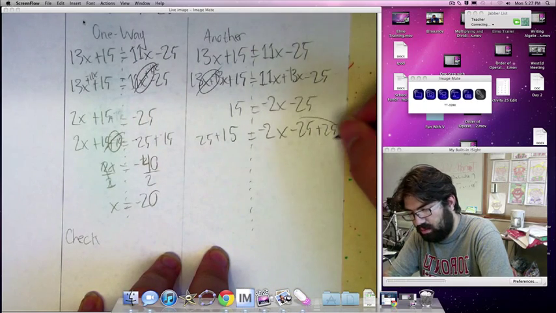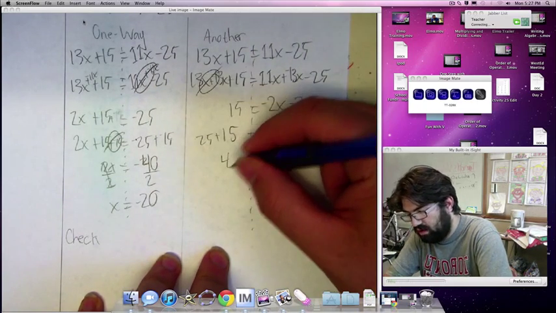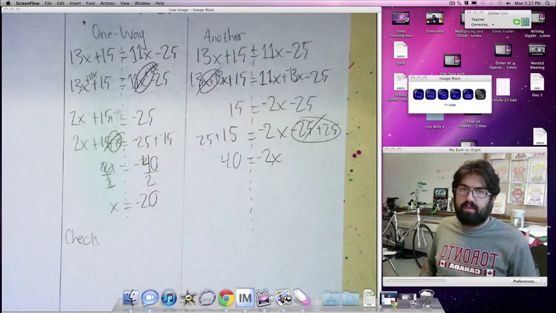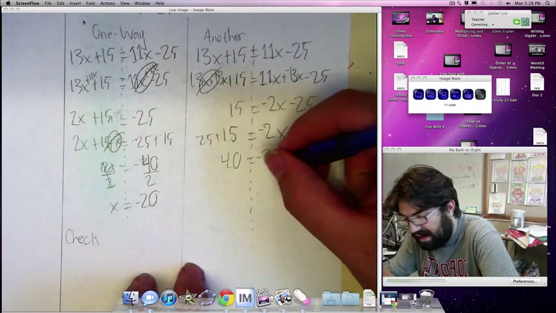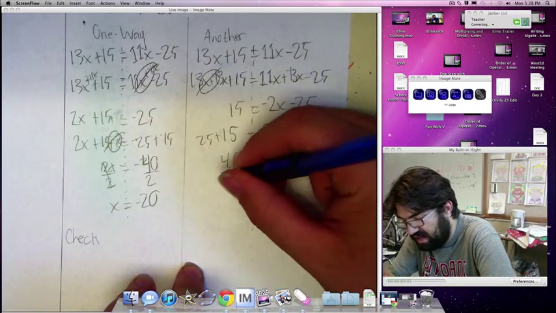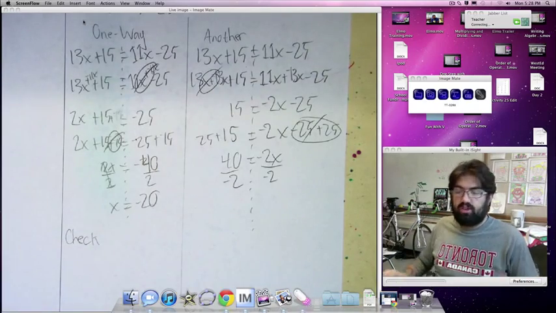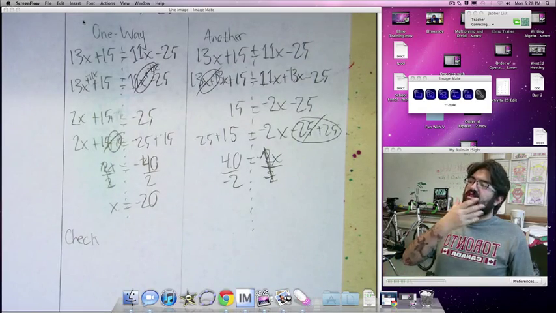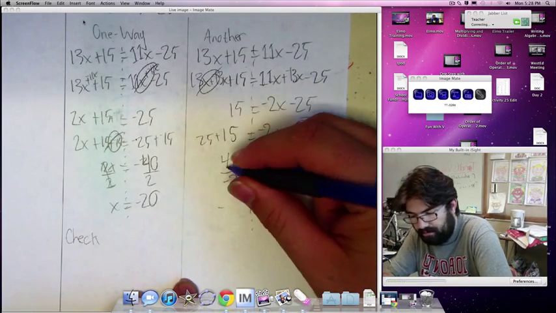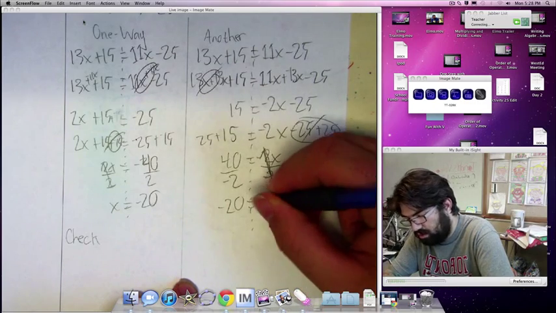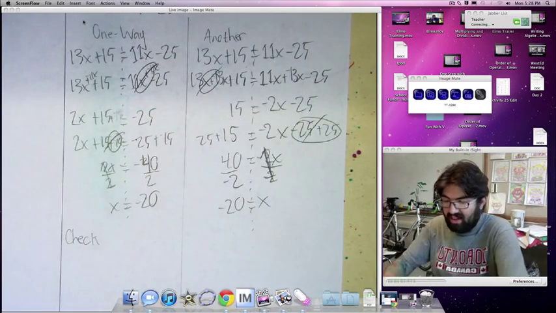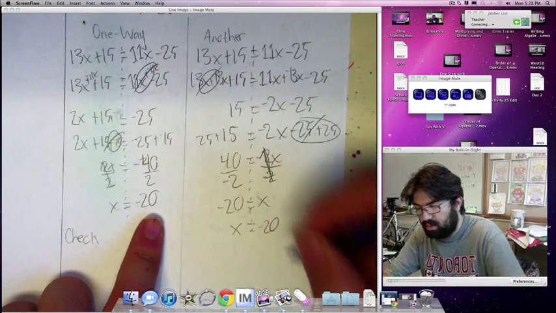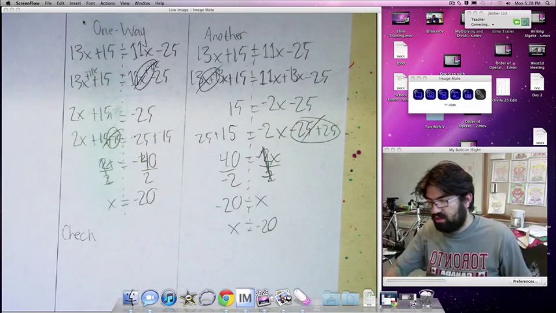This is equal to one big fat 0. This is equal to 40. So 40 equals negative 2x. The opposite of multiplying is dividing. So I'm going to divide both sides by negative 2. This all equals 1. Let's see. Positive divided by negative is a negative. 40 divided by 2 is 20. So x equals negative 20. Hey, look. These are both the same. If I flip this around, x should equal negative 20. Good times. Let's check.